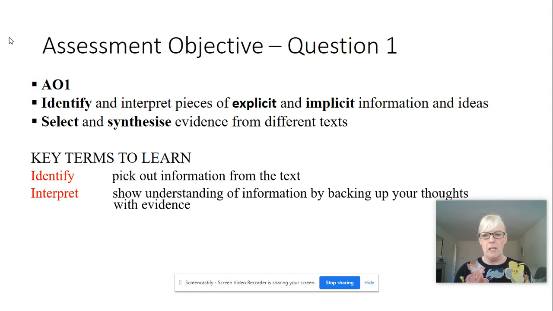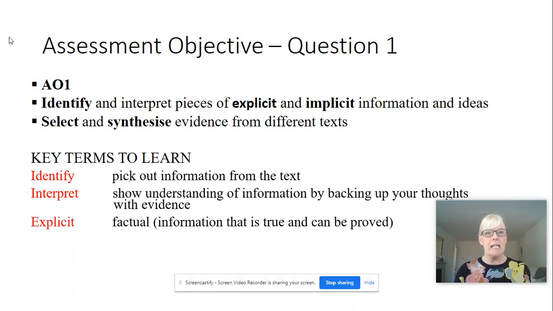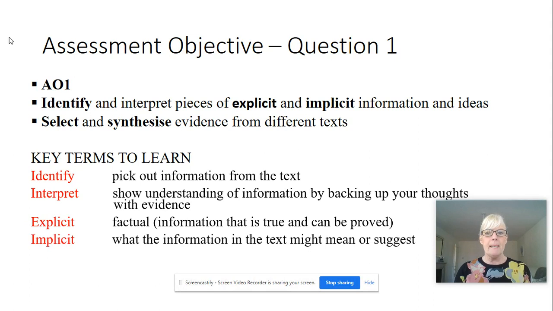So make sure that you learn those. You could put them on cards, couldn't you, to learn? The next one is explicit. So explicit information is factual information. It's facts. It's information that is true and can be proved because it's written on the page. Then we have implicit, what the information in the text might mean or suggest. So you have to be a bit of a detective to work that one out.